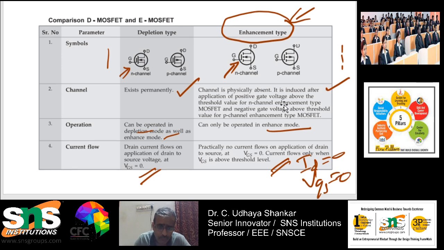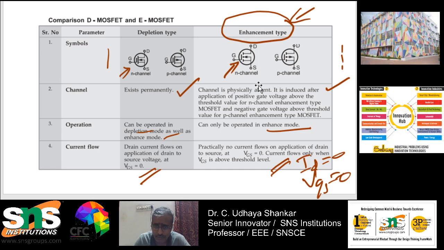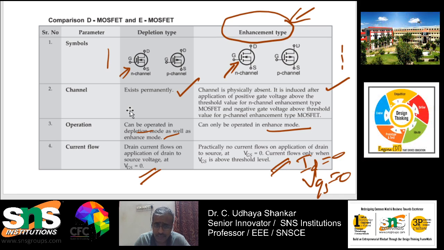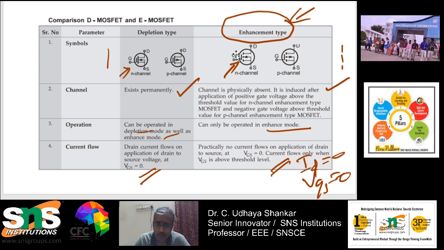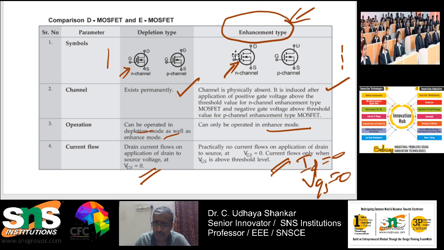This is very, very important, and they will be asking this. This has been asked in many question papers: what is the difference between enhancement and depletion type. Symbol-wise there is a difference, something like this. In the depletion type, the channel exists, and that existing channel will be depleted, which is why it is called the depletion type. Whereas in the enhancement type, there is no channel, and the channel will be built up as you increase the VGS voltage. There are two modes of operation in the depletion type: one is called the depletion mode, the other is called the enhancement mode. Whereas the enhancement type has only one mode, the enhancement mode.